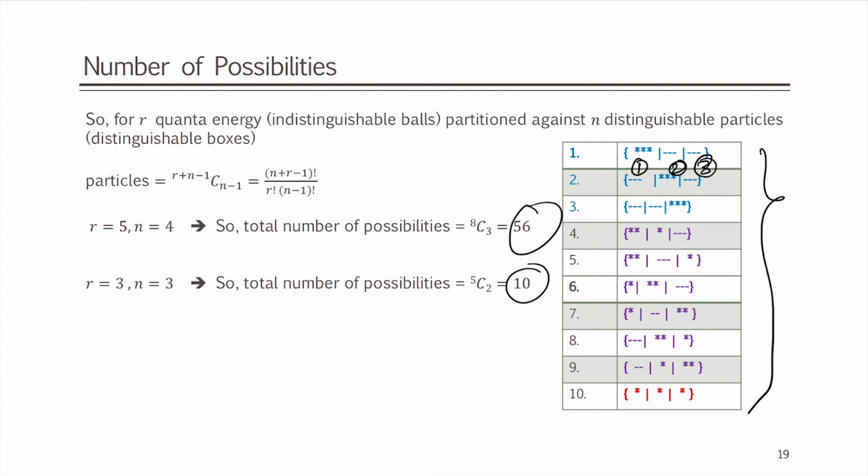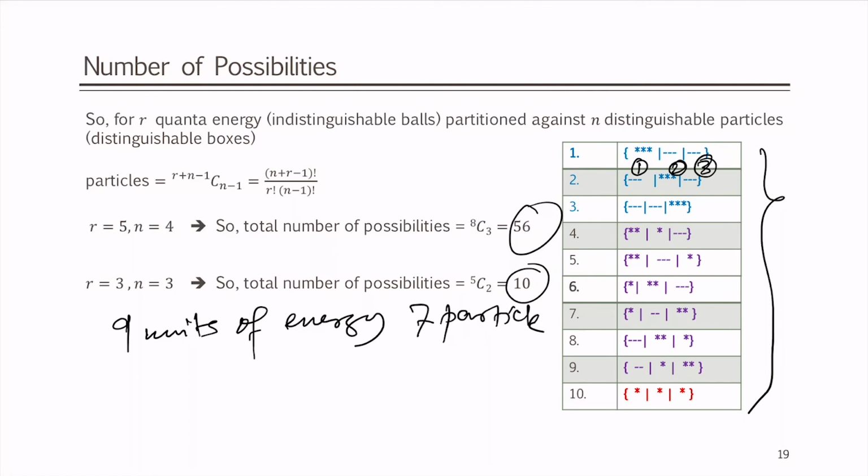So, if I have 9 units of energy and 7 particles, how many should we get? 9 units of energy, 7 particles. So, 9 plus 7 minus 1 C 7 minus 1, which is 15 C 6, and you know what 15 C 6 is.